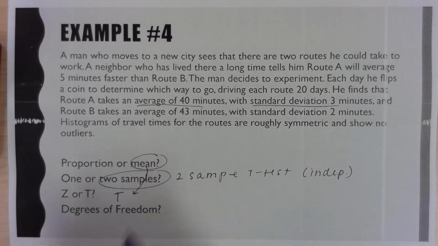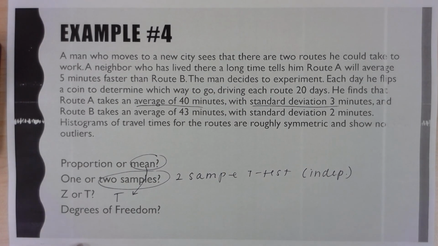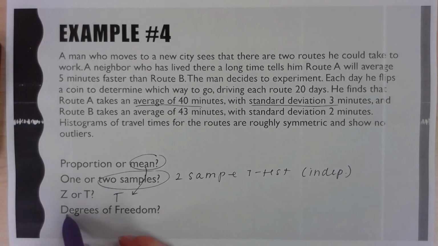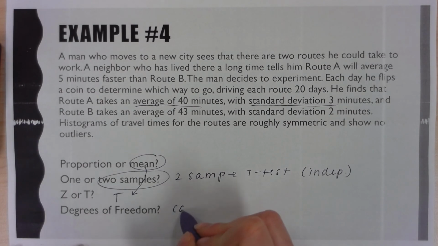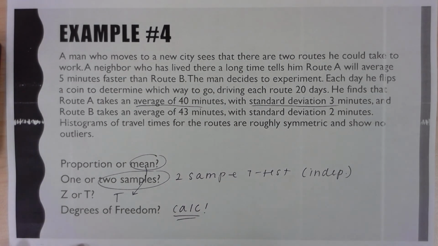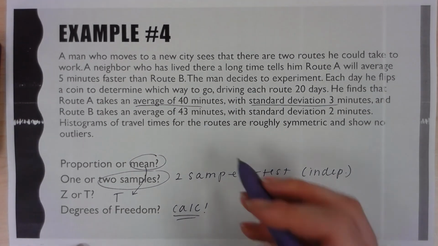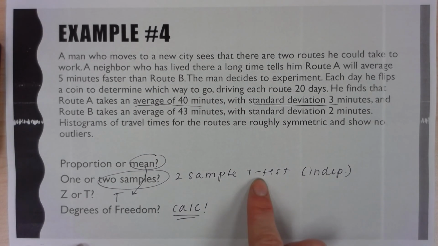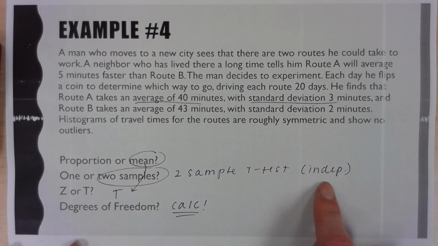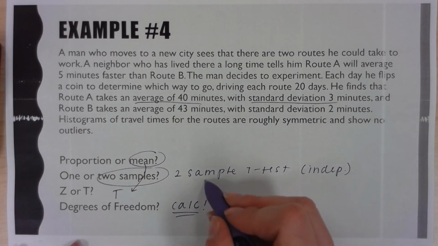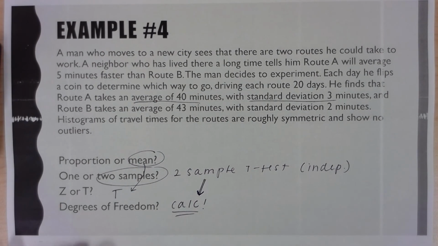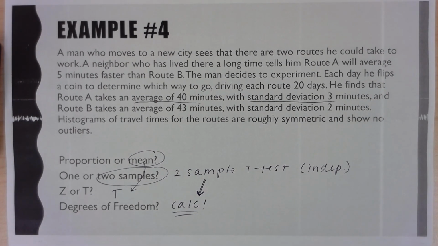Again, means I'm always using a t-score. And this one I think is kind of tricky. The degrees of freedom I would have to find on my calculator. Remember that whenever we're doing a 2-sample t-test that's independent, so not paired, if it's 2 samples, I always have to use my calculator to find those degrees of freedom.